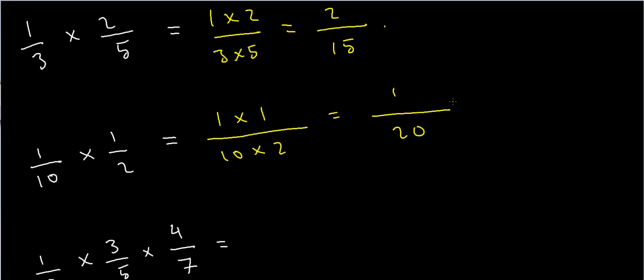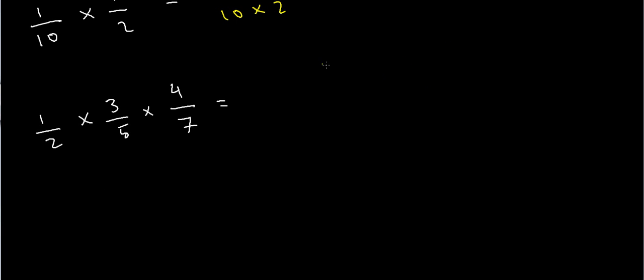So let's look at our last example. Let's look at the product of three fractions, so 1/2 times 3/5 times 4 over 7. And we do exactly the same thing as we did before. We just have to multiply together three numbers on the top and three numbers on the bottom. It's exactly the same thing, just with an extra fraction to deal with.